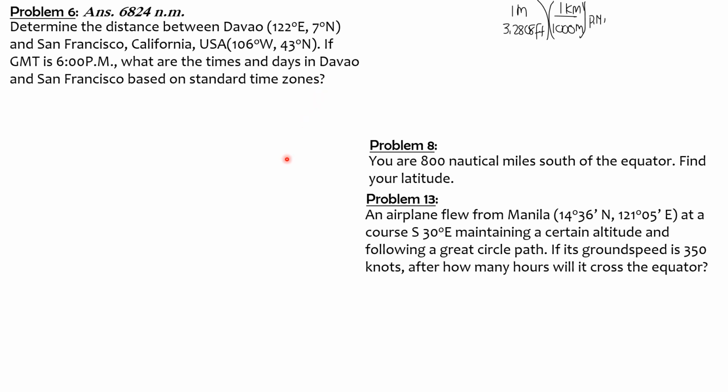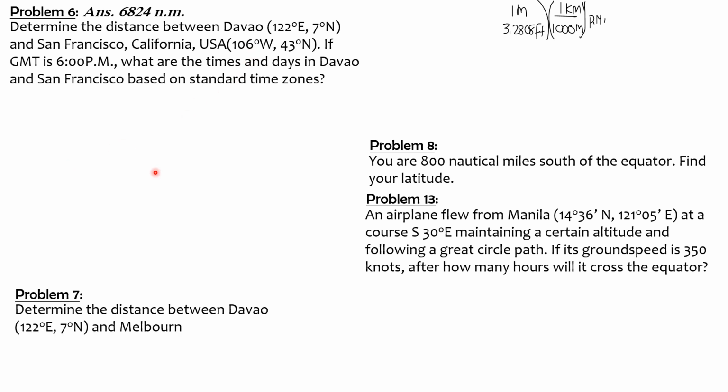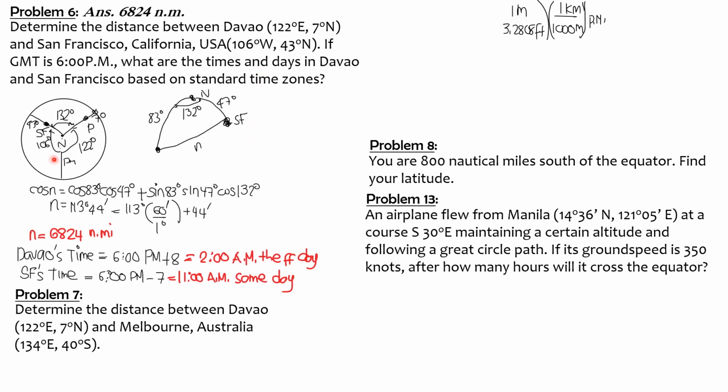time zones? So let's have the figure showing the North Pole and the equator so that we can view Davao and San Francisco, because they have different meridians. One is east, the other is west, and longitudes are more than 90 degrees. So this is the situation.